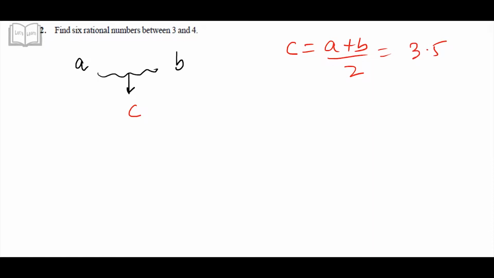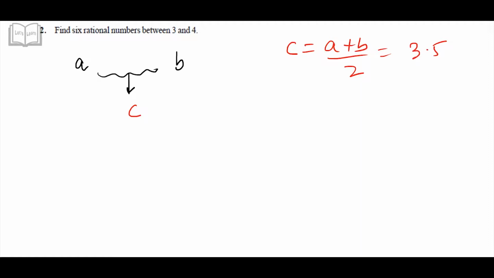Let's jump into the second problem. The second problem goes like this: find 6 rational numbers between 3 and 4. There might be different ways, there might be 1,000 ways, but I will show you a very simple way to find a rational number between any 2 points A and B. Suppose I have a number A and a number B. Any number lying in between A and B, let the number be C. So we can write C is equal to (A plus B) by 2. In this case, A is 3, B is 4. So C will be 3.5.